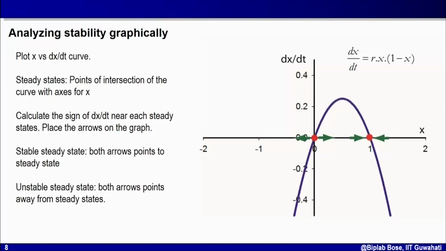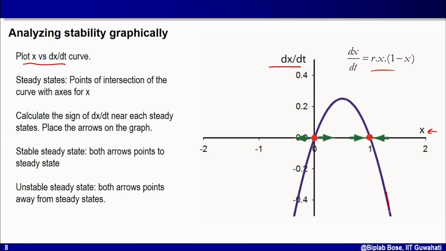There is another way of looking at and analyzing the stability and representing it graphically. For example, here what I have shown, plot x versus dx dt. That means in the vertical axis you put dx dt, the derivative of x, and in the horizontal axis you put x. So now in this plane I can draw the ODE, that is dx dt equal to r into x into 1 minus x. So this is a function of x. So I can plot it. The plot I have shown is this one.